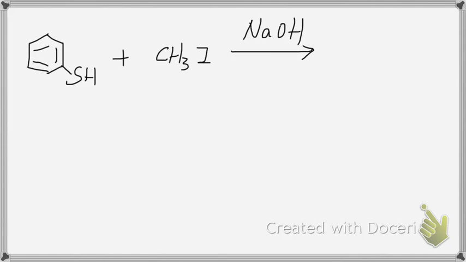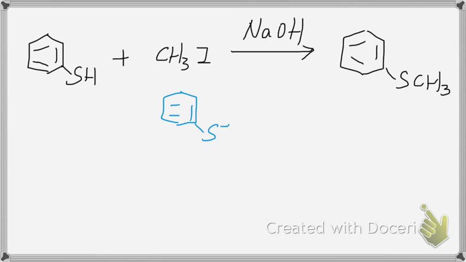So here's an example. If we start with a thiol and an alkyl halide, and we treat them with a base, the base will deprotonate the thiol to give the S minus, which will be the nucleophile to attack the alkyl halide and give the final product. So here is the intermediate, and in an SN2 reaction, a sulfide is formed.